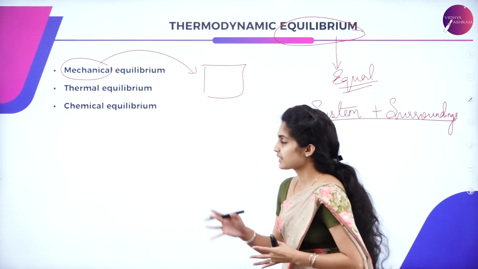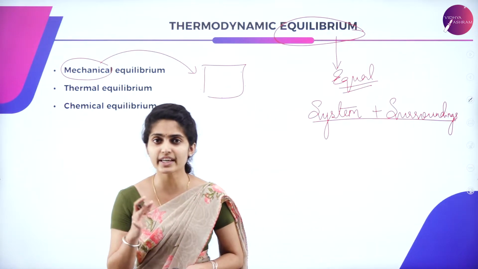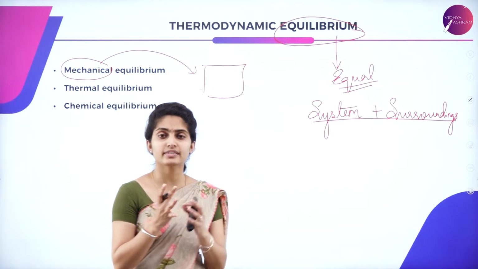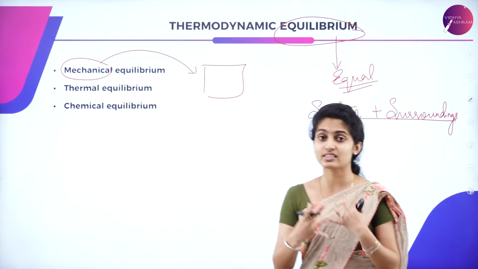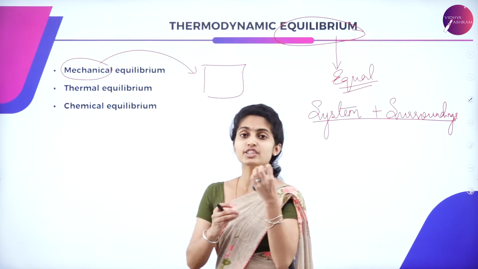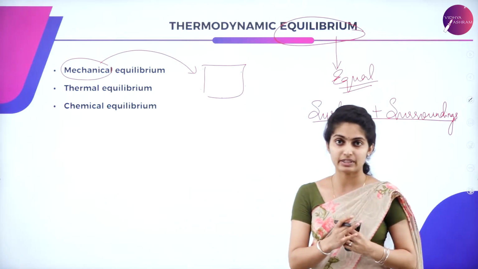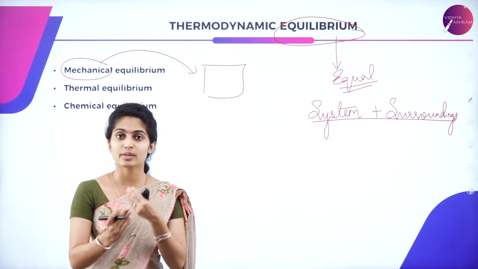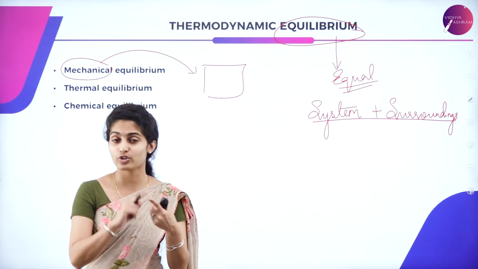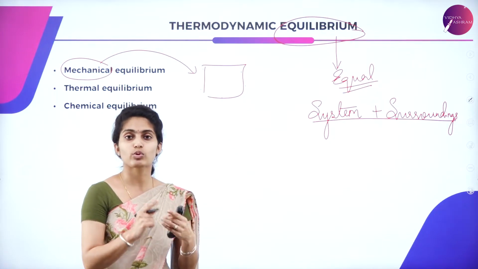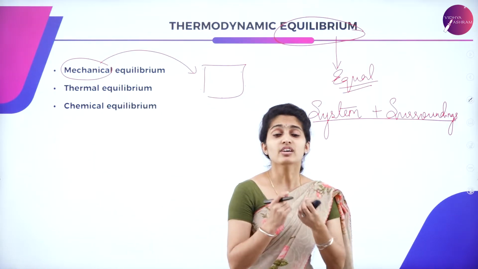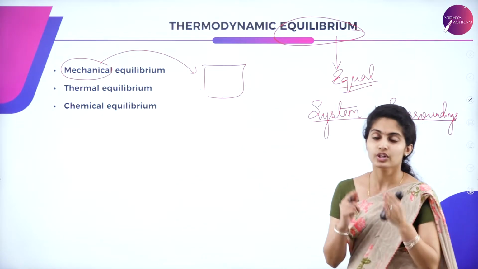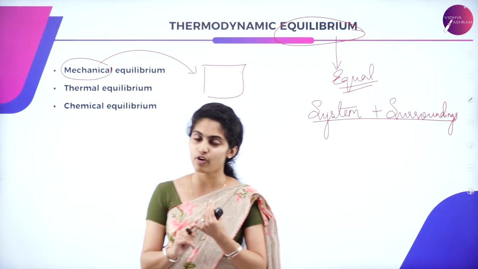Secondly, let us move to the second point, thermal equilibrium. What can you find in thermal equilibrium? Thermal is nothing but temperature. When we see thermal, we get to know that temperature is acting here. What is meant by equilibrium? Once again, equilibrium means it is maintained; the temperature is maintained here. In mechanical equilibrium we talked about the force, the work done on a system. Here in thermal equilibrium, we talk about temperature. So what is temperature? It is a measure of hotness or coldness.